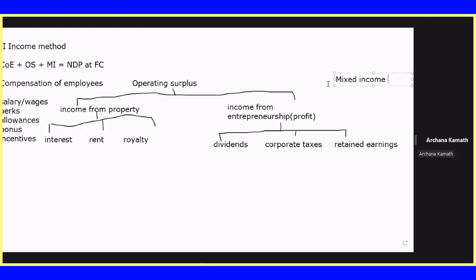Mixed income is something which you find difficult to distinguish, so you cannot include it under compensation of employees or operating surplus. You keep it as mixed income. There is no bifurcation of mixed income, only the general category of mixed income. So when you add compensation of employees, operating surplus, and mixed income, it will help you reach NDP at factor cost.